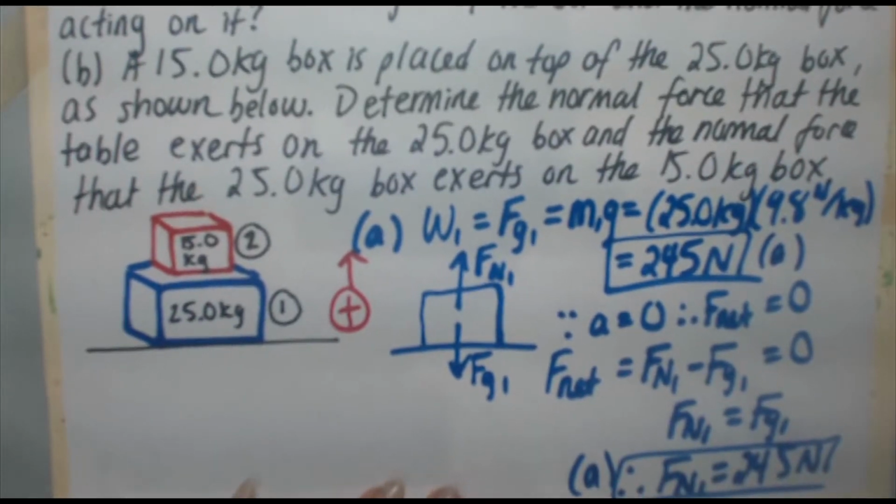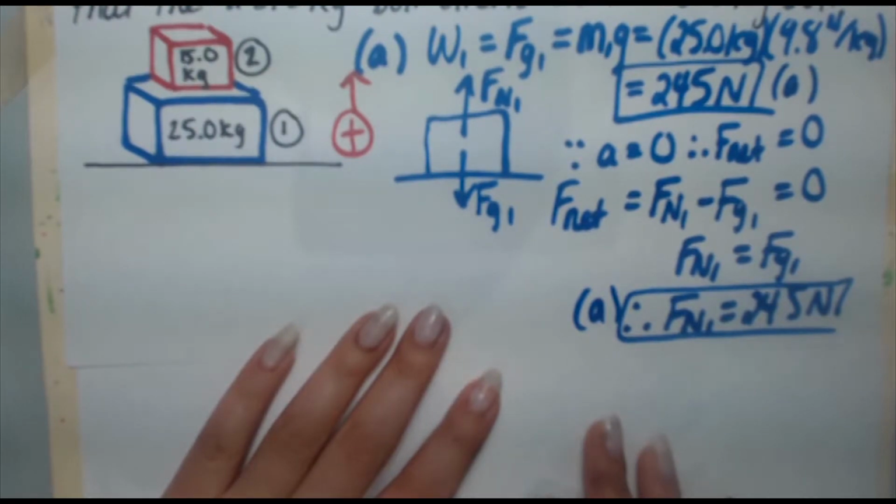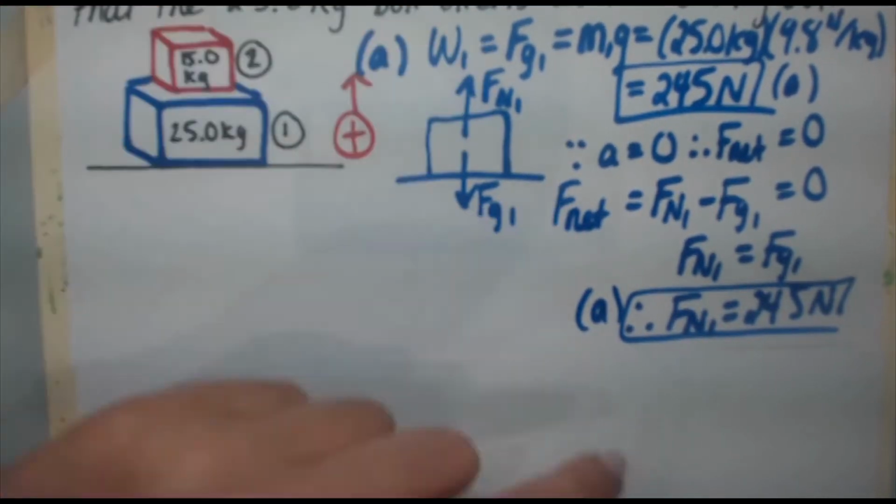Hopefully pretty straightforward. Now for part B, a 15 kilogram box is now placed on top of the 25 kilogram box. Determine the normal force the table exerts on the 25 kilogram box and the normal force that the 25 kilogram box exerts on the 15 kilogram box.